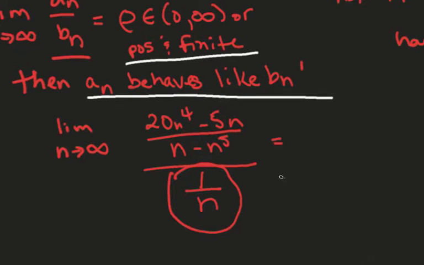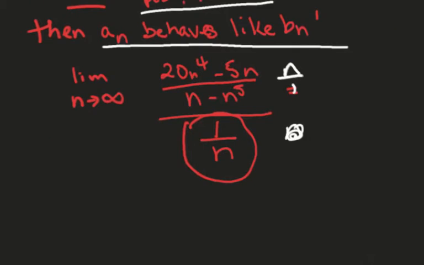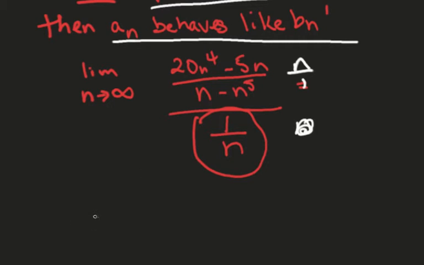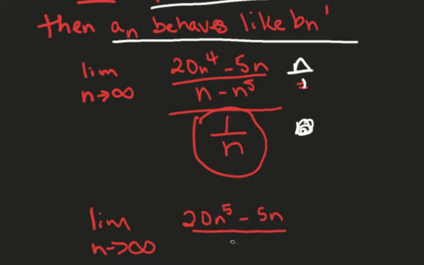You multiply by its reciprocal. Good. So if I multiply by n over n, or just multiply by n over 1, however you want to treat it, that's fine. And when you do so, you're going to get the limit as n approaches infinity of 20n to the fifth minus 5n over n minus n to the fifth. Do you agree with that statement?